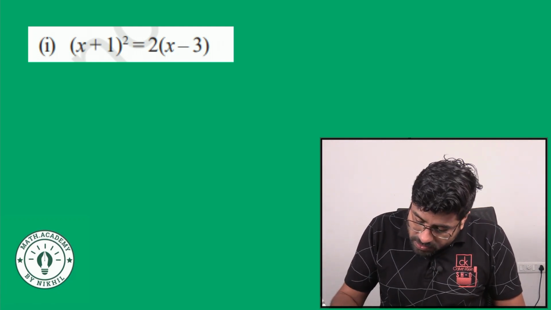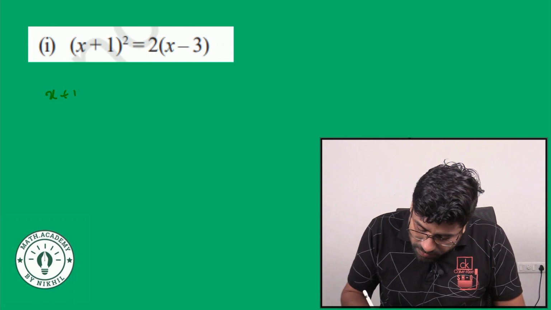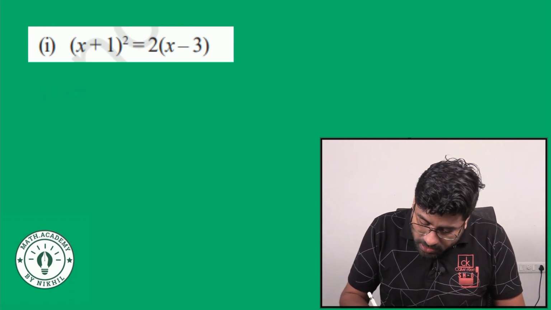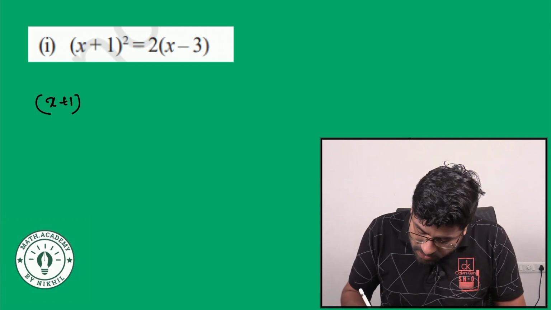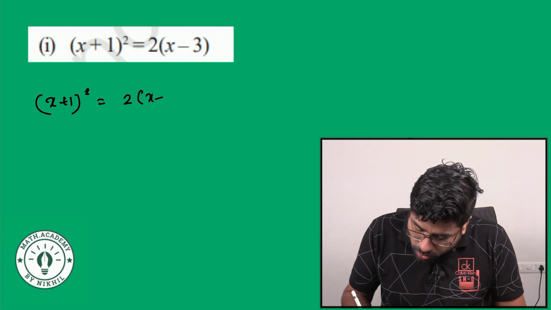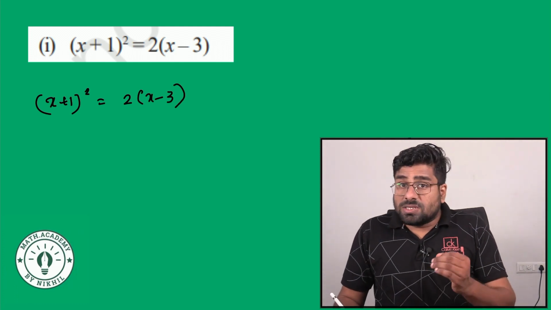Alright, fine. So let's start doing the question. So this is going to be x plus 1 the whole square is equal to 2 into x minus 3. Now let's try to simplify this one.